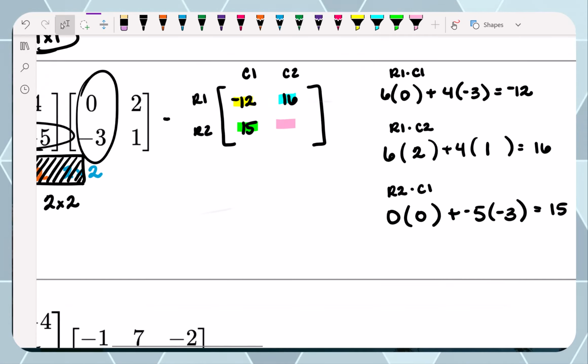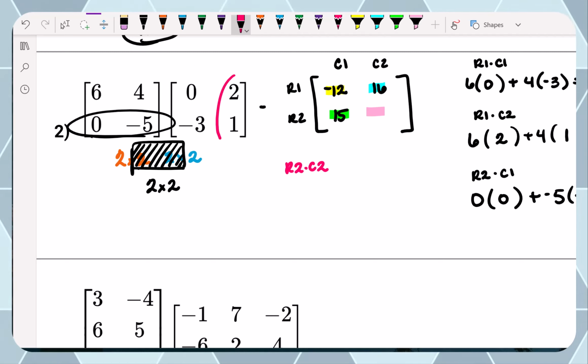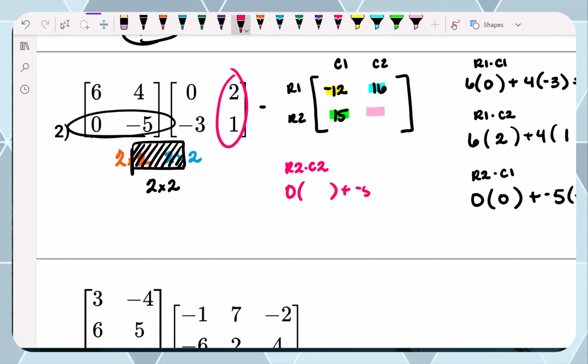Okay, so for the last one, I'm going to be using row 2 and column 2. I'm still going to be using 0 and -5, but this time I'm going to replace it with 2 and 1. So 0 plus -5 is -5, and that is my final number.